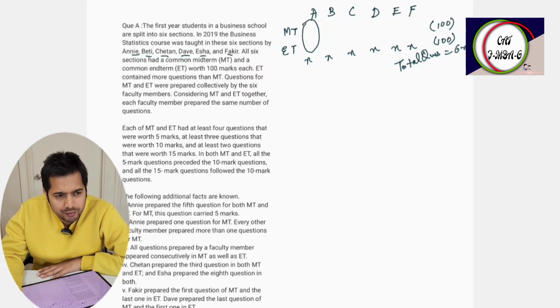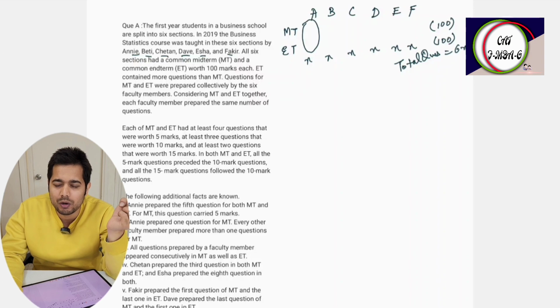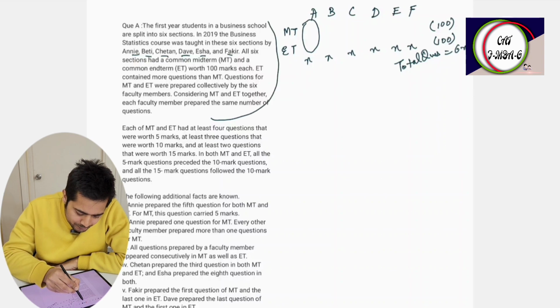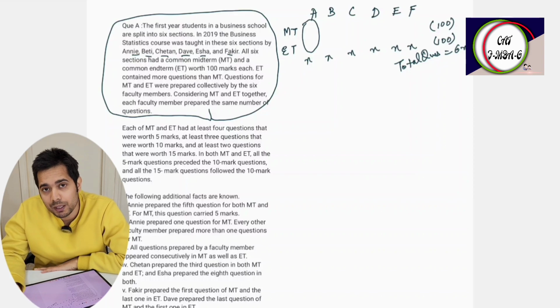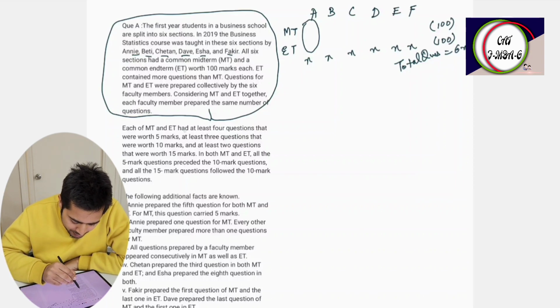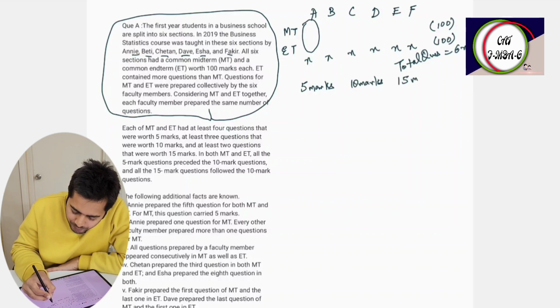So in these kind of questions, generally the ability of yourself to comprehend the question, to take out as much data as you can and not miss anything, this is the key. So from this first statement only, we have identified that total number of questions will be a multiple of 6. It is not mentioned directly, but you have to comprehend it. That is the trick. Now each MT and ET has 4 questions that are okay. So 3 types of questions are there, 5 marks, 10 marks and 15 marks.